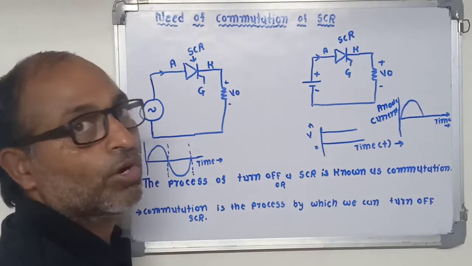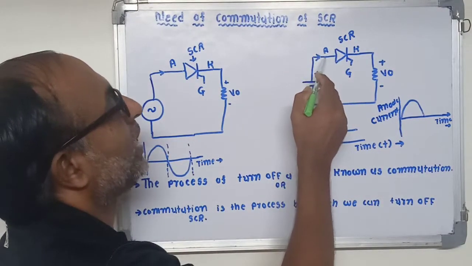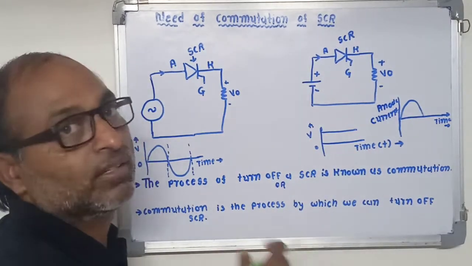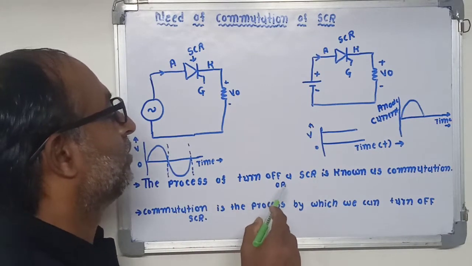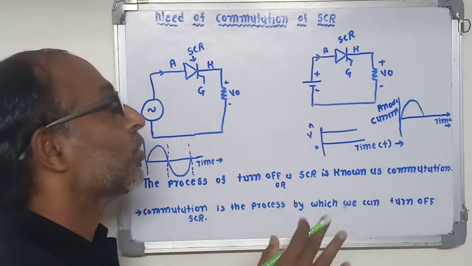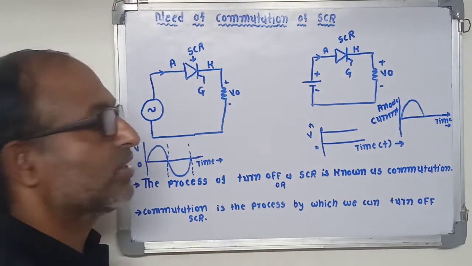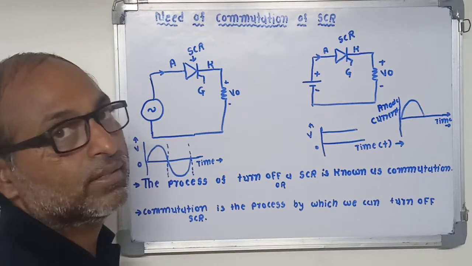So in order to turn off the SCR, the current passing through the anode circuit must be reduced to its holding current. The process of turning off an SCR is known as commutation, or commutation is the process by which we can turn off the thyristor.